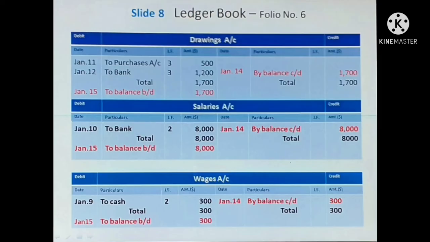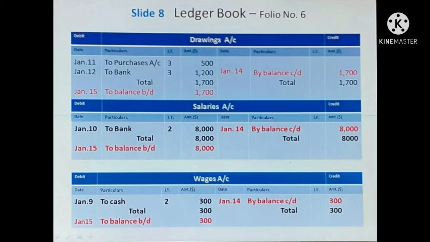Slide 8 is folio number 6 of the ledger book. It contains drawings account, salaries account, and wages account. Drawings account represents the drawings done by the owner. Postings only on the debit side. To purchases 500, to bank 1,200. Balance is the total, that is 1,700. It is on the credit side, carried down January 14 by balance carried down 1,700, and is brought down to the debit side on January 15 to balance brought down 1,700. The account has a debit balance.